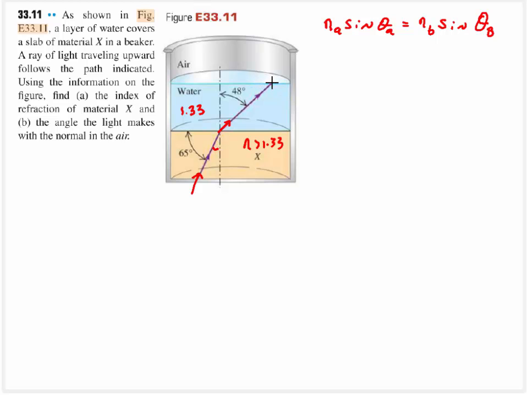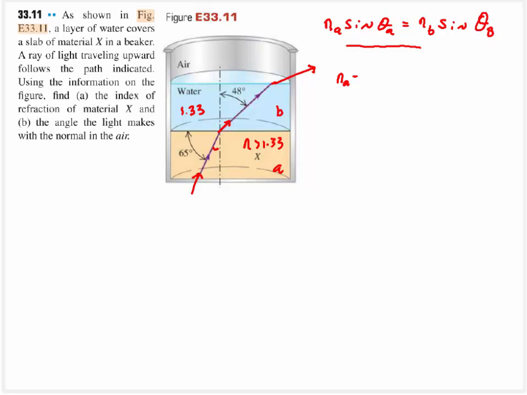Then it's going to go from the water to air. Air has an index of refraction of 1, so we expect it to go off in that direction at an even larger angle. First, we're asked to solve for the index of refraction. We're going from material A to B, so we start with Snell's law right there.